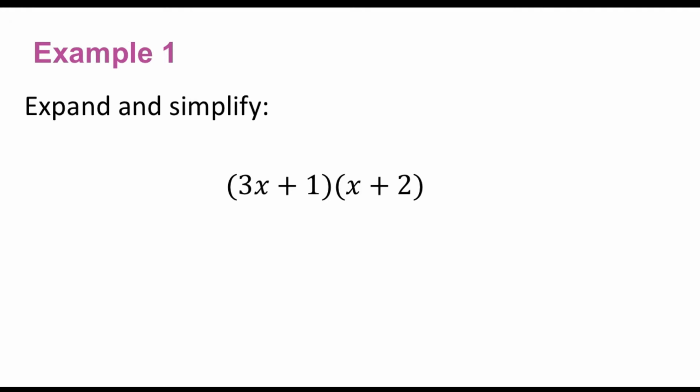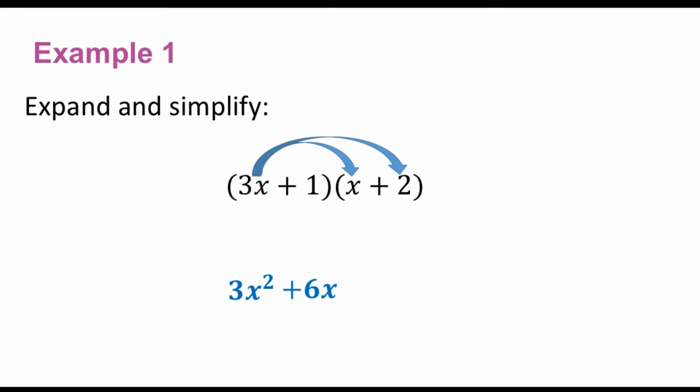Again, what we'll be doing is taking each term in our first bracket to multiply all the terms in our second bracket. So we're starting with 3x. So we'll use the 3x to multiply each term in our second bracket. So that's 3x times x, that's 3x squared, and then that's 3x times positive 2, that's a positive 6x.